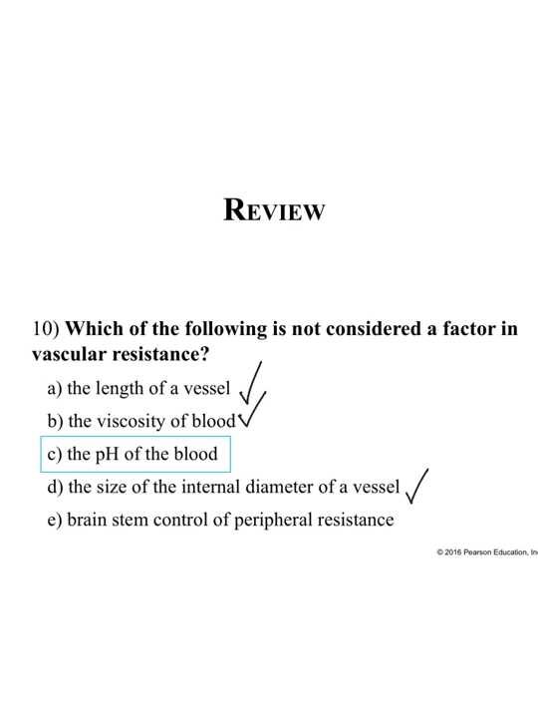Brainstem control over peripheral resistance. So basically sympathetic stimulation causing the arterioles to contract, which would increase peripheral resistance. That's true. pH of blood. The acidity of blood has nothing to do with vascular resistance.